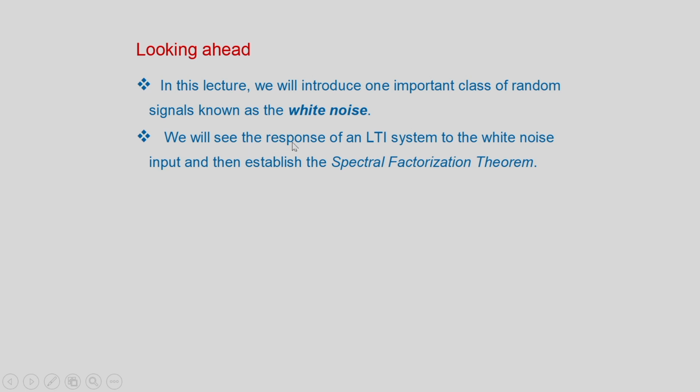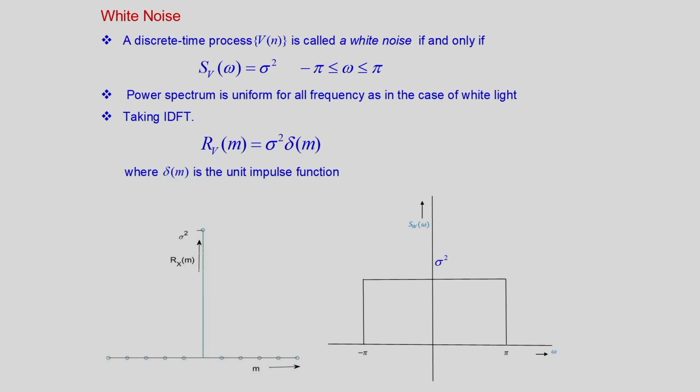We will see the response of an LTI system to the white noise input and then establish the spectral factorization theorem. So, we will first see what happens when a white noise is passed through or filtered by a linear system, and after that we will establish the spectral factorization theorem. Let us define white noise.